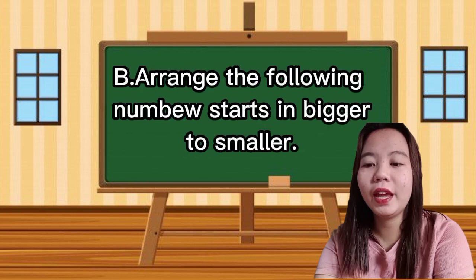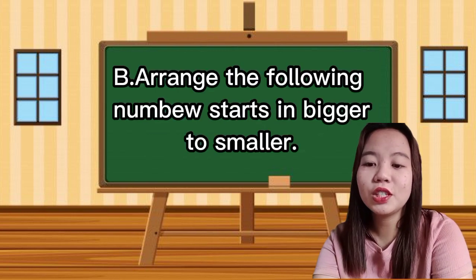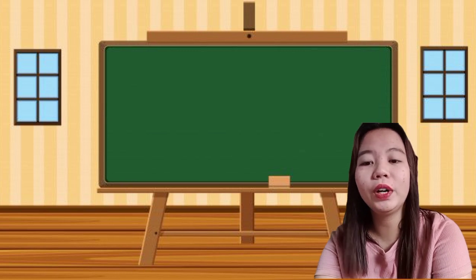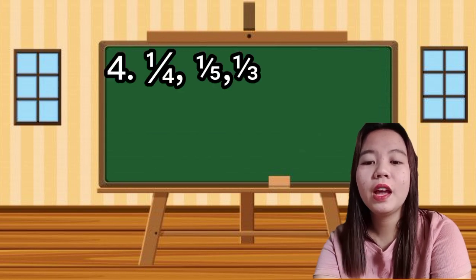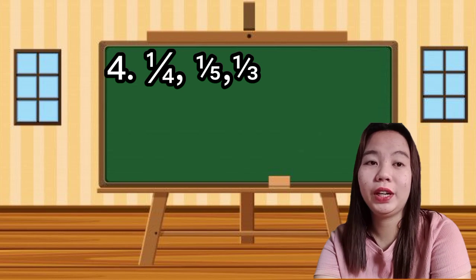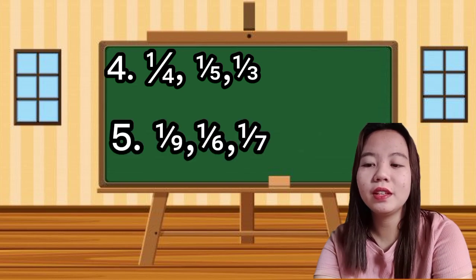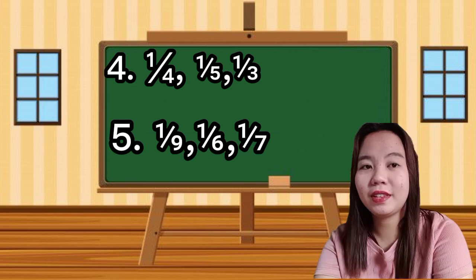The letter B starts from bigger to smaller. Number 4 is 1/4, 1/5, and 1/3. The last one is 1/9, 1/6, and 1/7.